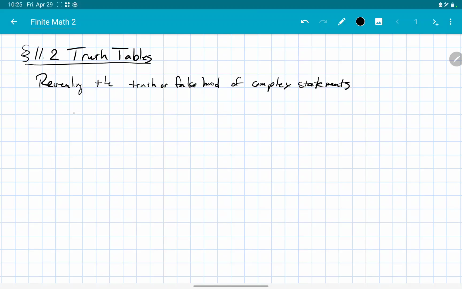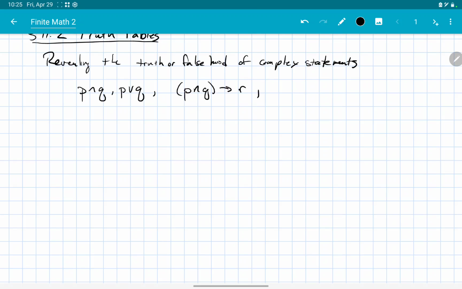Okay, so examples of complex statements are P and Q, P or Q, P and Q implies R, all sorts of things we can cook up with these symbols, right? And the more things we put in there, the more complicated they are to parse and figure out what's going on. So what a truth table does is it will reveal to us which statements are true. So I'm going to make a big truth table with some of these statements as an example of what a truth table is.